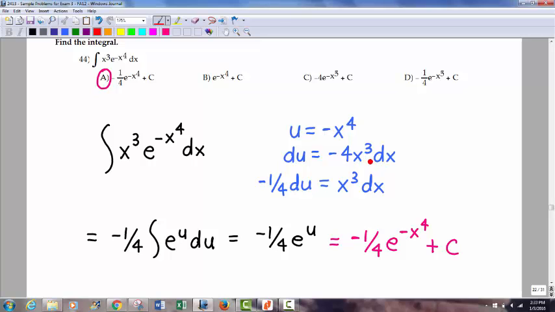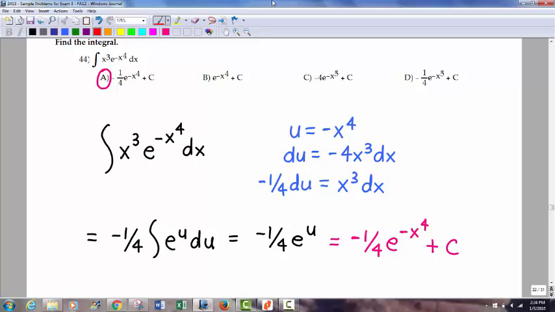Okay, that works very well, because x cubed dx is what I'm looking for, for the rest of the integral, except for the e to the u part. It works out really well. So I divide both sides by negative 4. I get negative 1/4 du equals x cubed dx. So I can replace x cubed dx with negative 1/4 du, which I went ahead and just pulled the negative 1/4 to the outside.